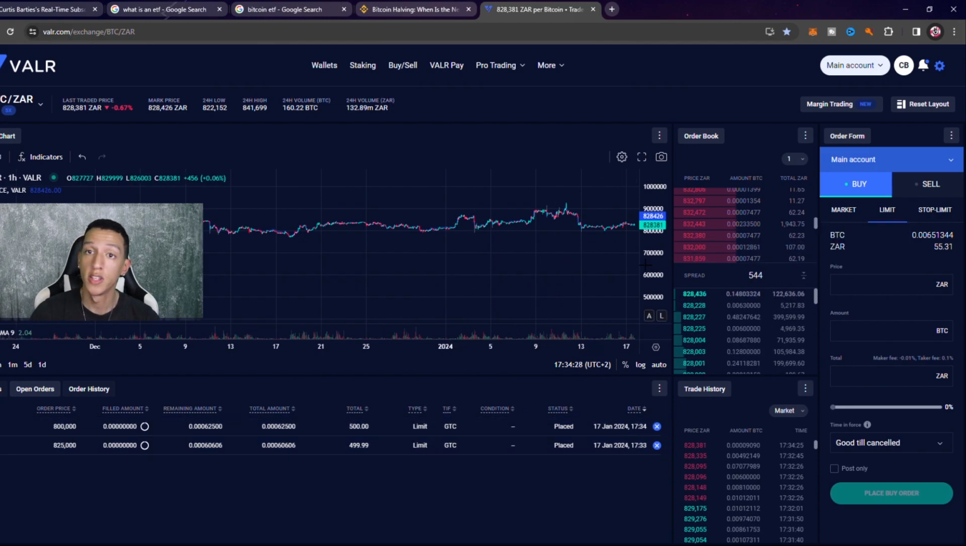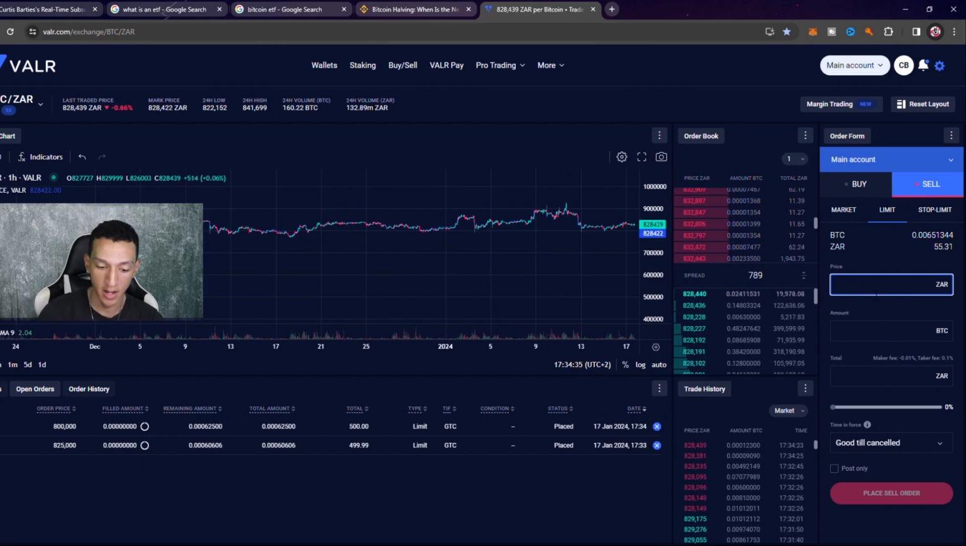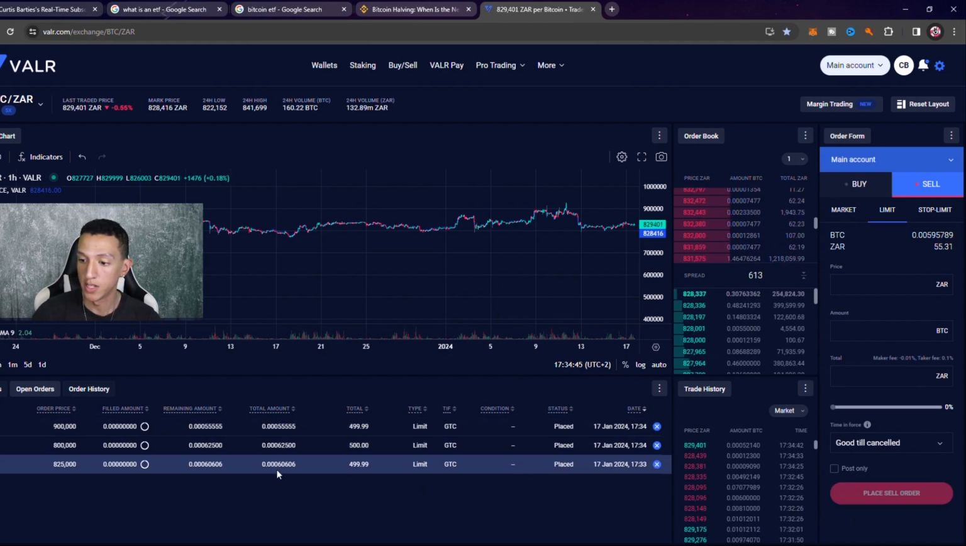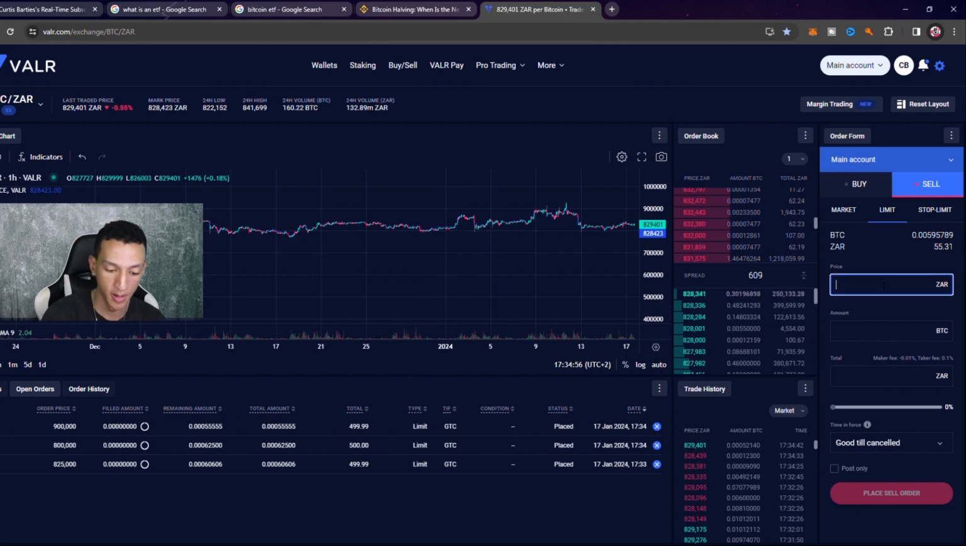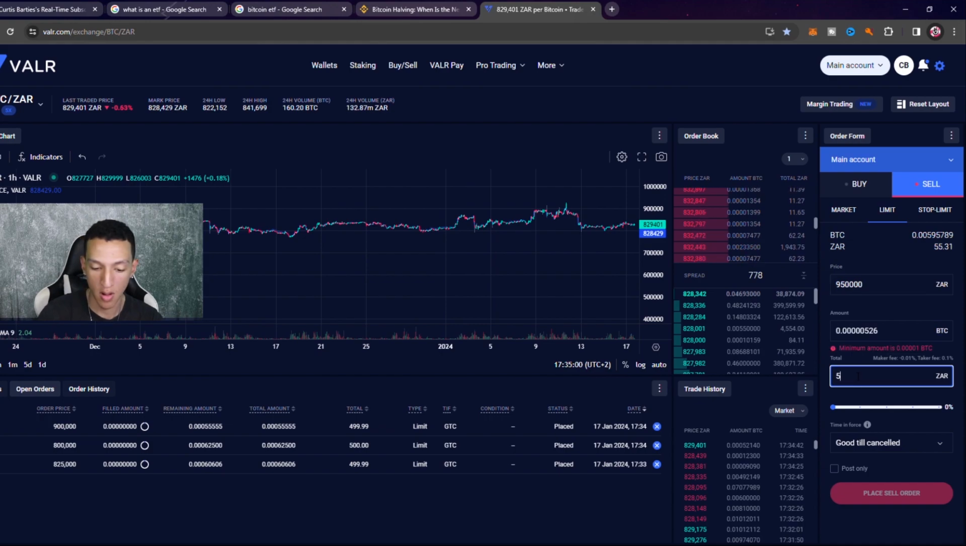Now if you want to do the exact same, you'll just click on sell on top, and say, for example, you want to sell Bitcoin at 900,000 as the first one. 1, 2, 3, and we want to sell at least 500 Rand. So now we click sell order. As we can see, there's another sell order at the bottom. So basically we'll sell this amount of Bitcoin when it reaches this price. We'll sell another one when Bitcoin is 950. 1, 2, 3, and we'll put the exact same 500.